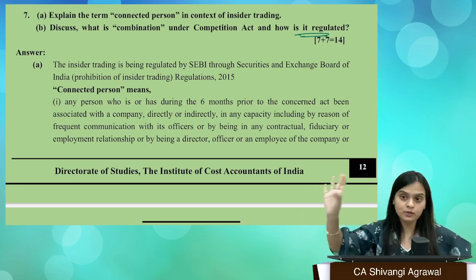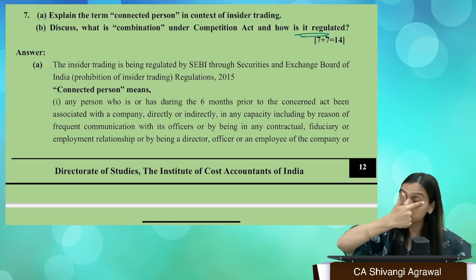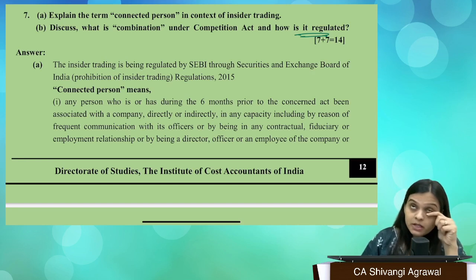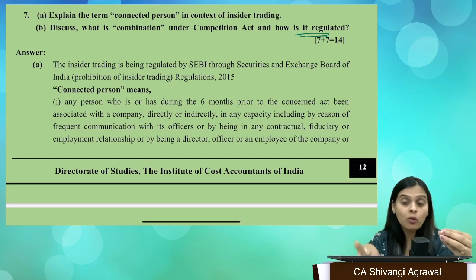First thing, because it is regulated, right? Combinations are not something which is being prohibited. We have abuse of dominant position, which is absolutely prohibited. We have anti-competitive agreements which are considered to be void and are not allowed, but combinations are allowed. It's just that they are being regulated.